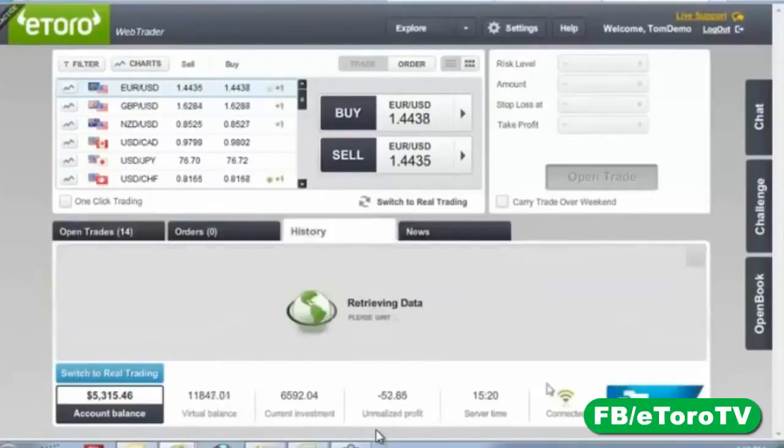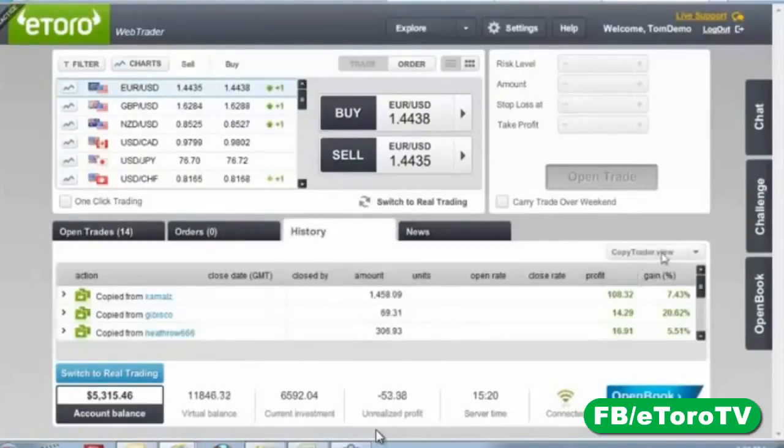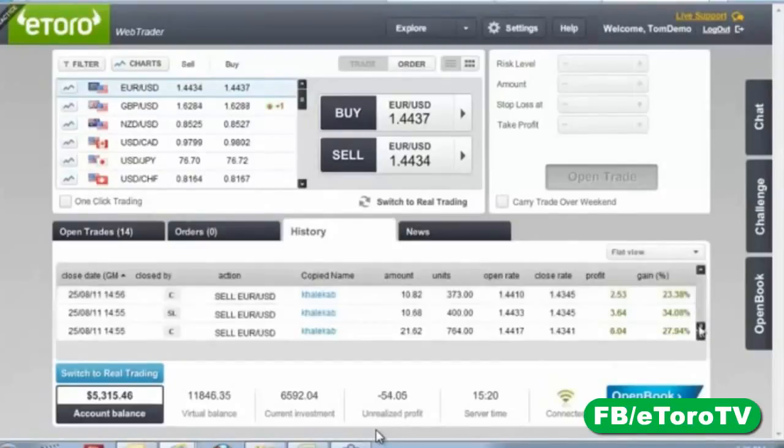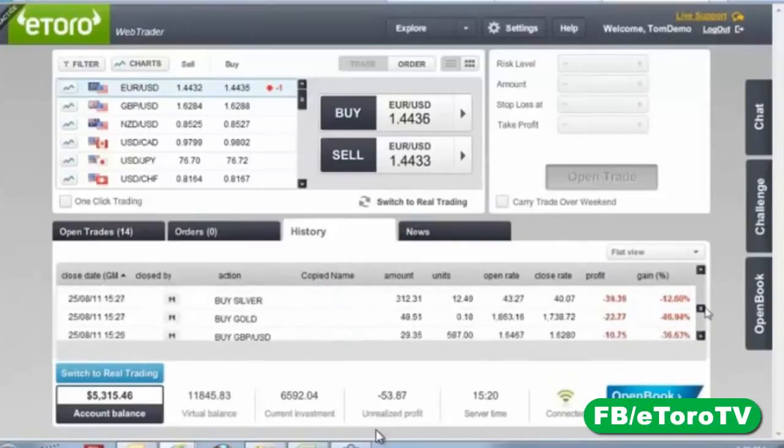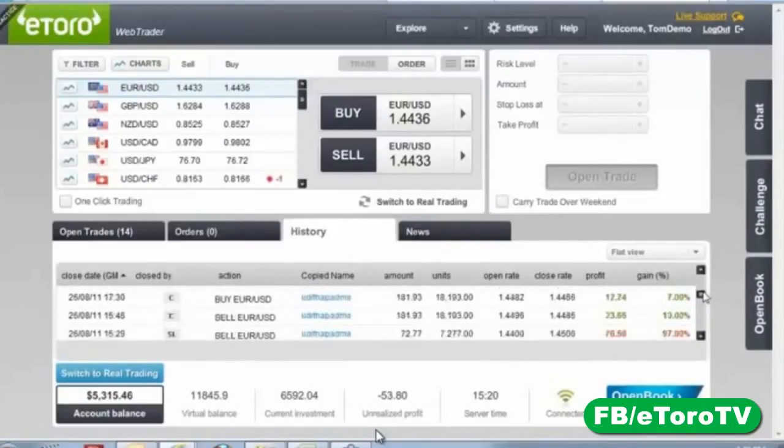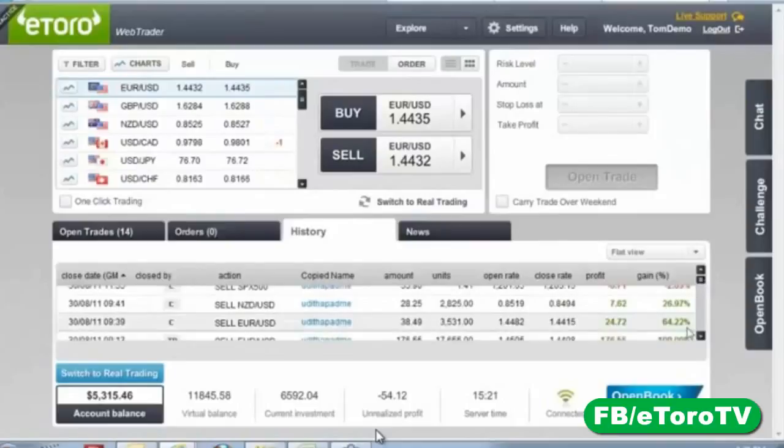Want a proof? Let's go to the history, and let's look at that. Here is the history of my positions. Copied name, profit, the percentage of gain. Some of these are small, some of these are larger, but overall, look at the green. Some of them are red, yes, but much more green than red. And that's the best thing about it, because I didn't do anything here. I really didn't do anything.